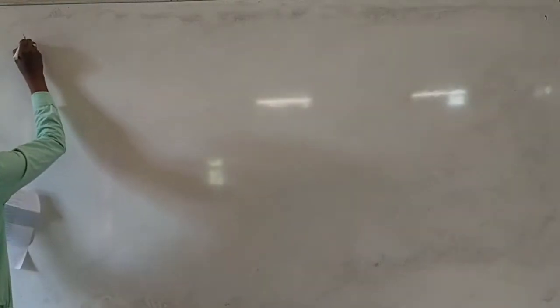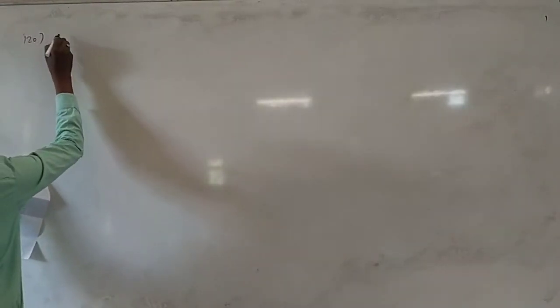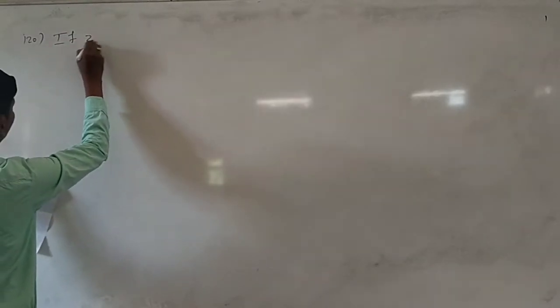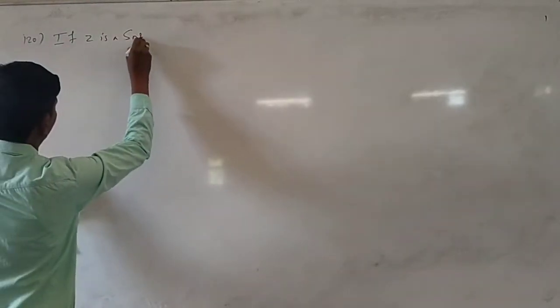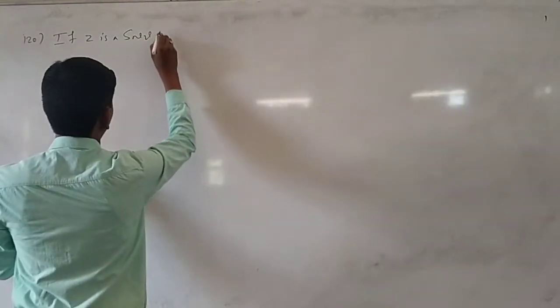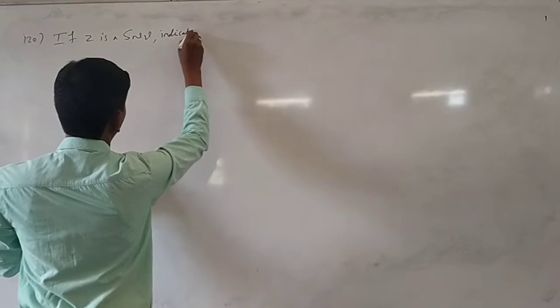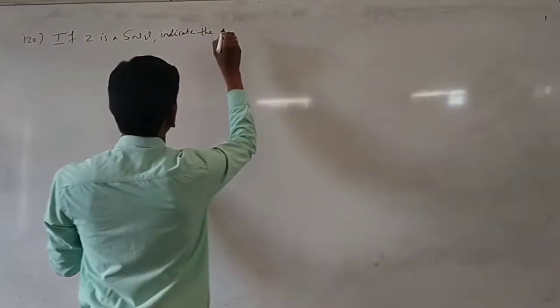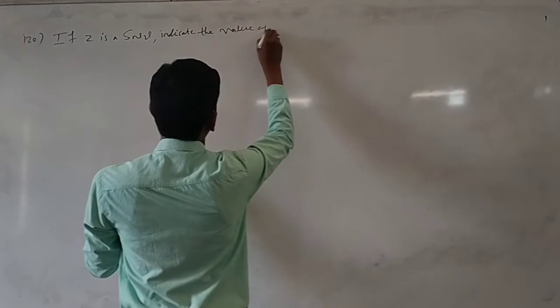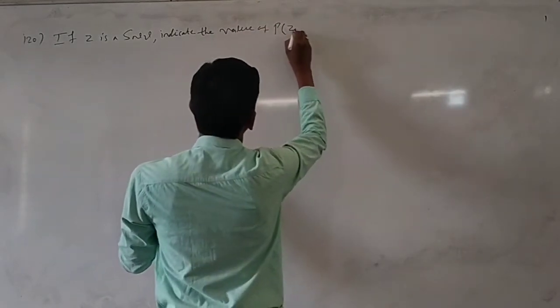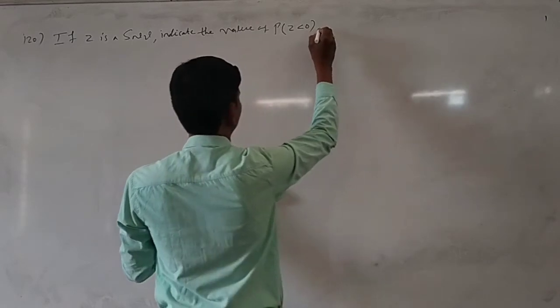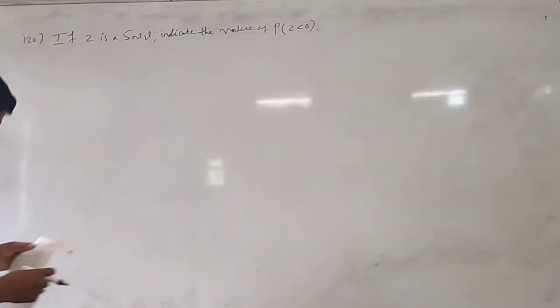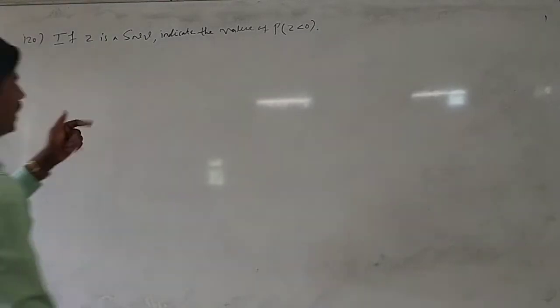Problem 120: if z is a SNV, indicate the value of probability of z is less than 0. Here, SNV means standard normal variable. Here we have to find the probability that z is less than 0.